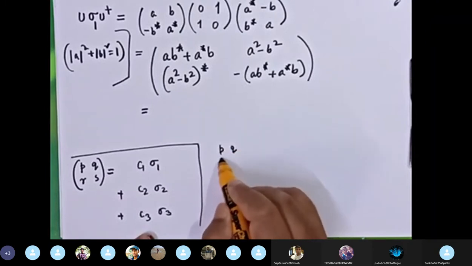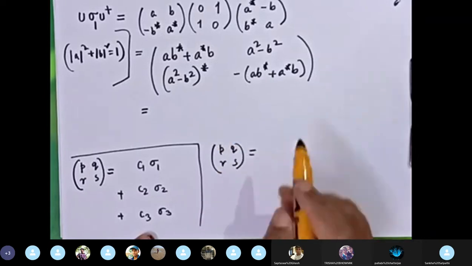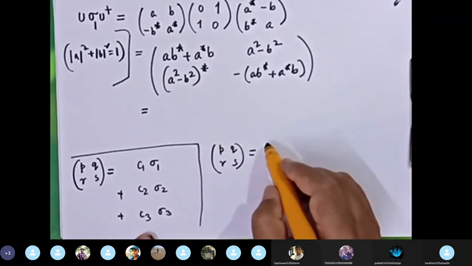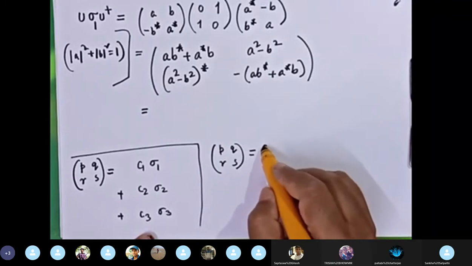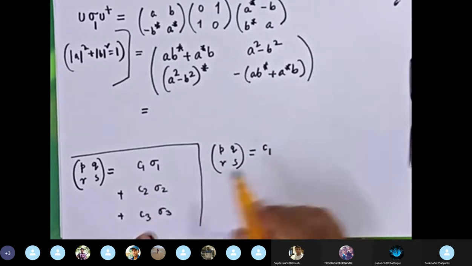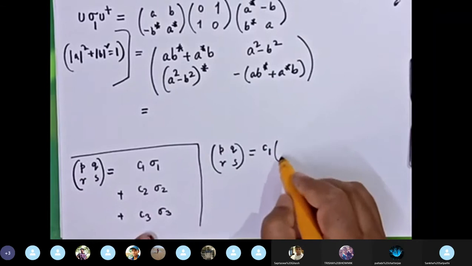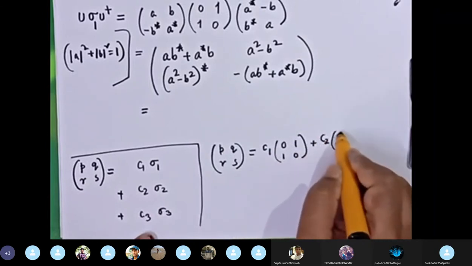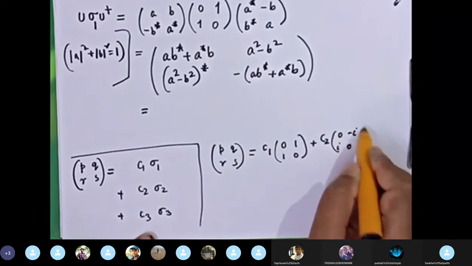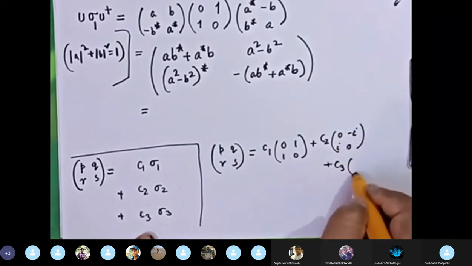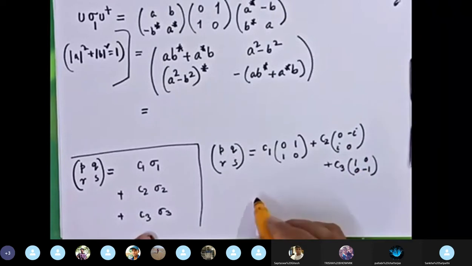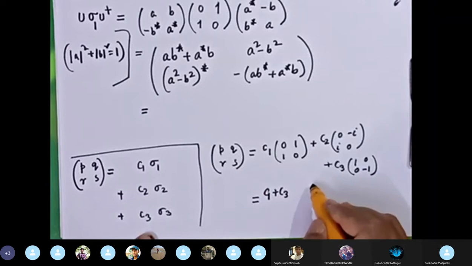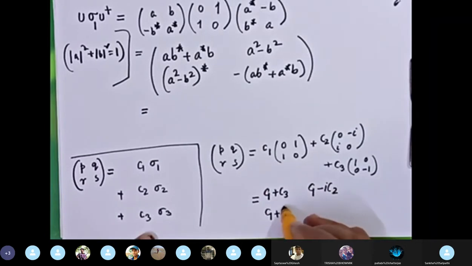So PQRS, I also don't remember actually. C1 is, so it is C1 into 0 1 1 0 plus C2 into 0 minus I I 0 plus C3 into 1 0 0 minus 1, which is equal to C3 plus C1, C1 minus IC2, C1 plus IC2.